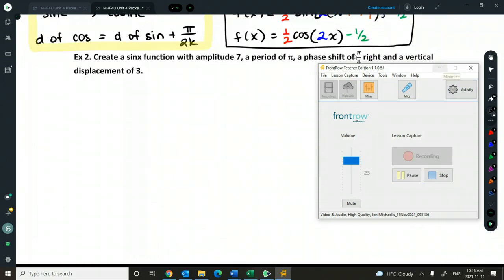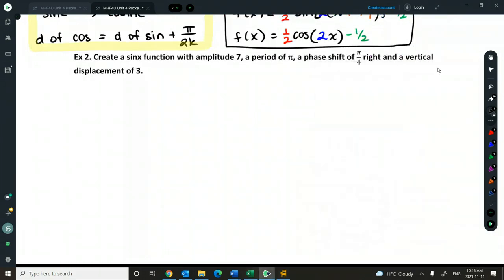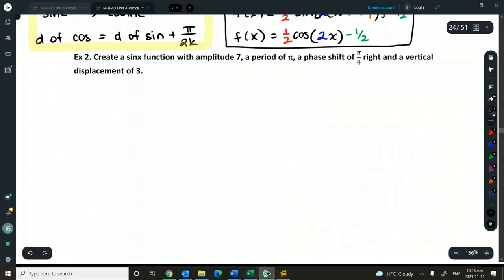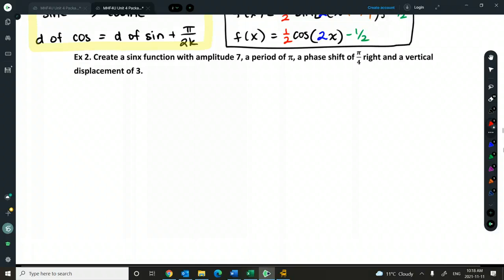So we're going to create a sine function with an amplitude of 7, period of pi, phase shift of pi over 4, and a vertical displacement of 3. So this one is similar to our graph ones, except it just lists the information instead of us having to pull it from the graph. So what does this tell us if we're creating a function?